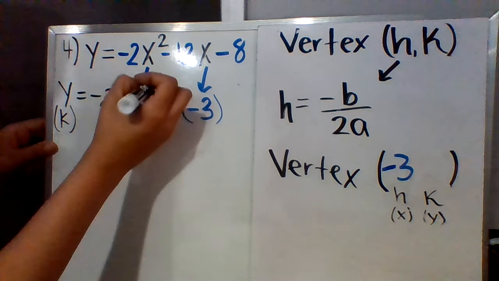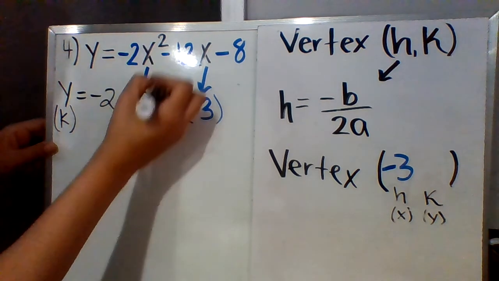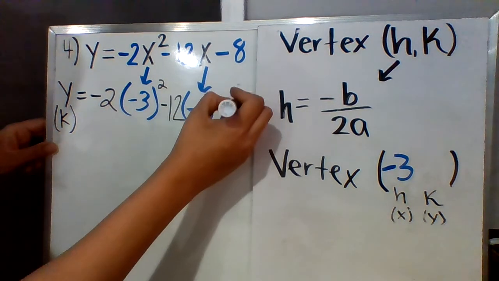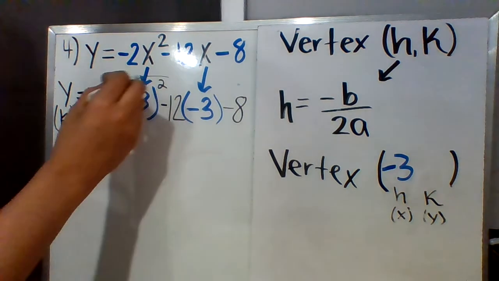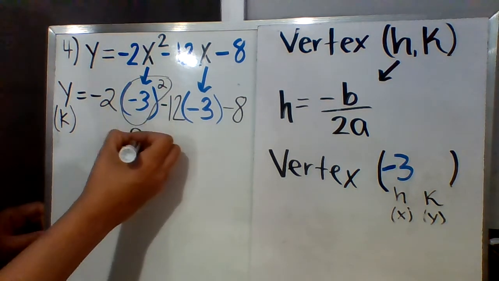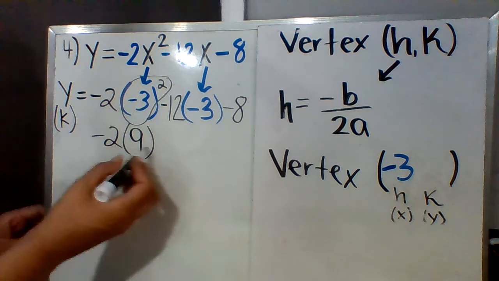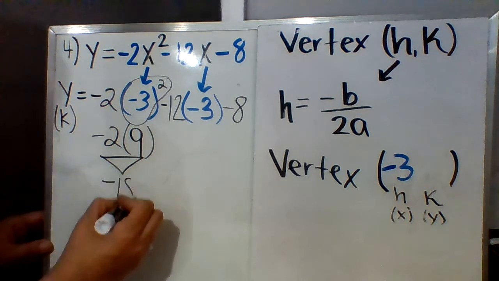And then here's my X. I'm going to drop the 2. I'm going to drop the -12. I'm going to drop the -8. And now I'm ready to work this out. Start with your exponent. A -3 times a -3 is going to give me a +9. A negative times a negative is a positive. The -2 is waiting to be multiplied with that 9, and it's going to give me -18.